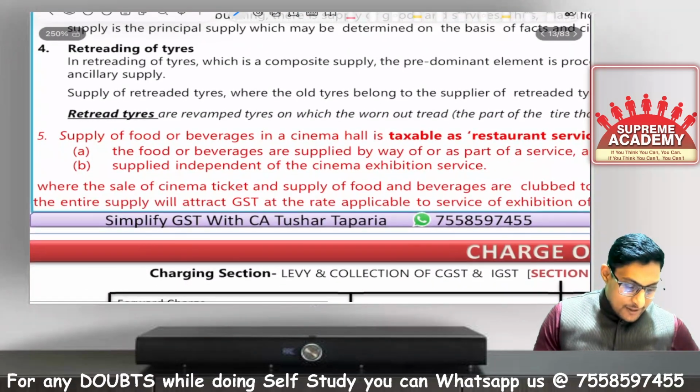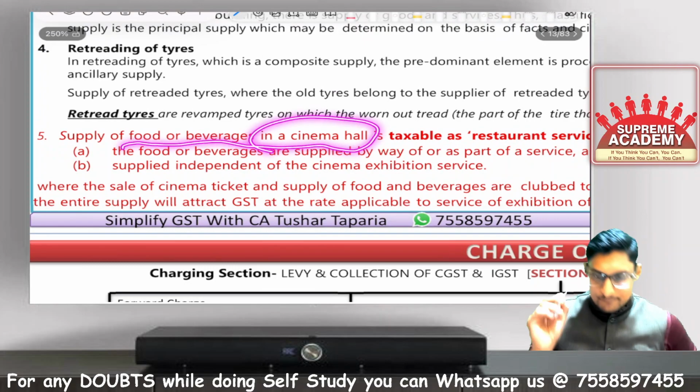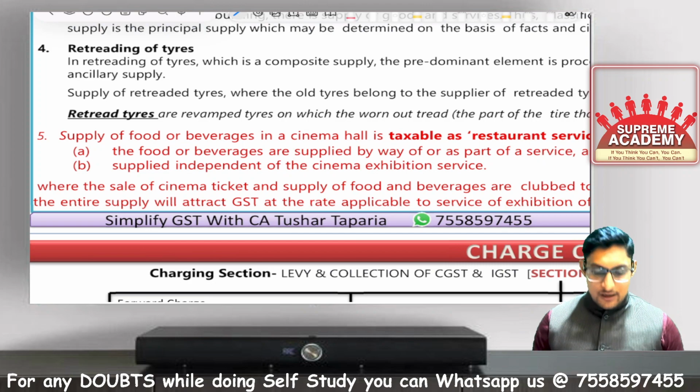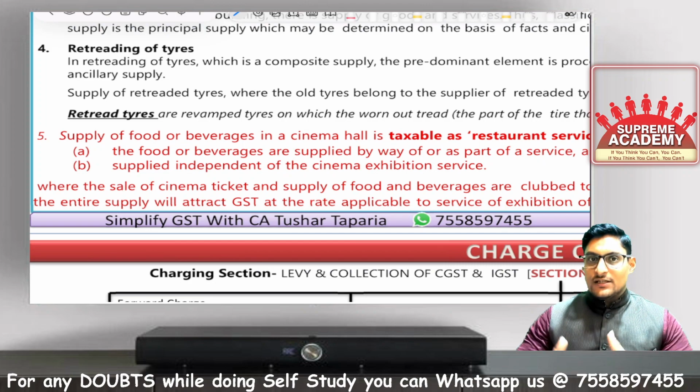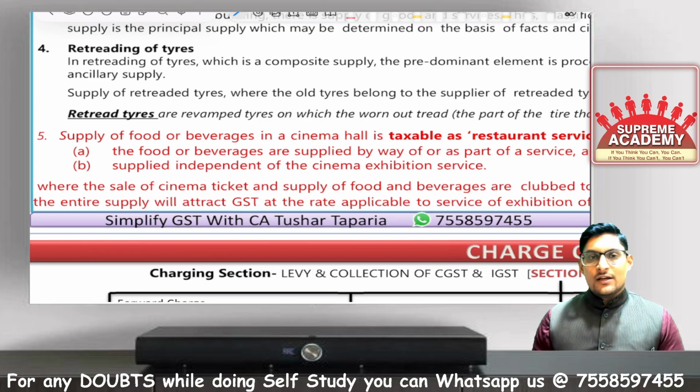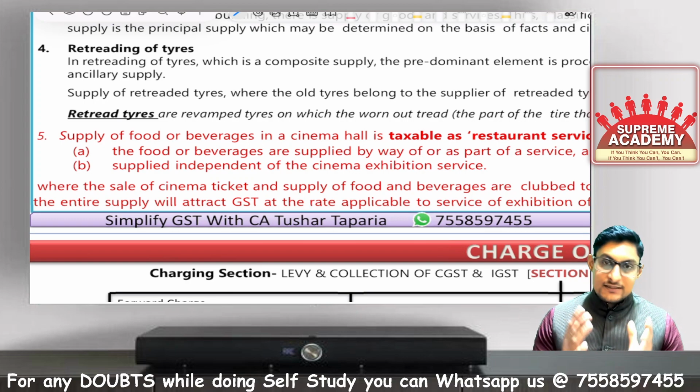And the last one: supply of food or beverages in a cinema hall. This is an amendment. Now, in this supply, what is happening? When we visit the cinema hall, along with the presentation of the picture, the cinema, the entertainment, you are going to have some eatables. So what is the scope of supply in this case?